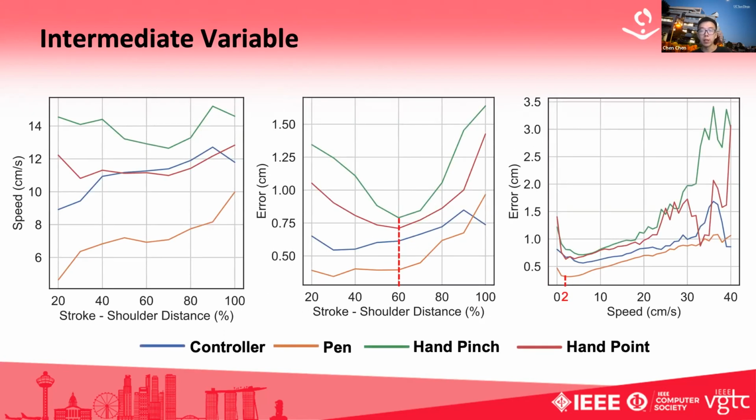As you can see here, we show the correlation of each of the causal links. In particular, we would love to highlight that with the VR pen, the input tool that could potentially achieve the highest precision, the minimal error was achieved when the stroke shoulder distance is around 60% of the forearm length, and when the drawing speed is around 2 centimeters per second.